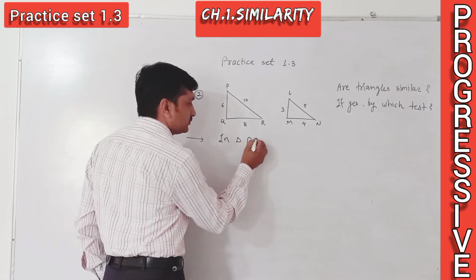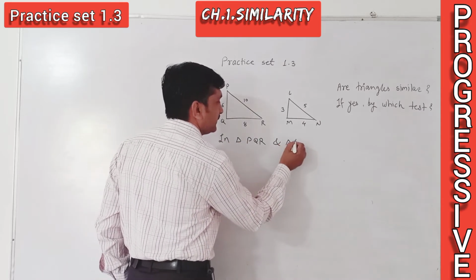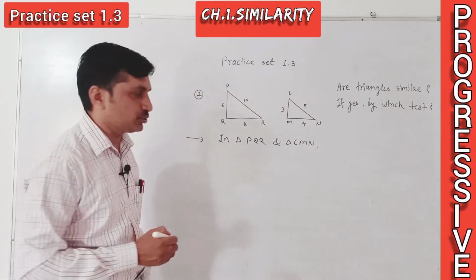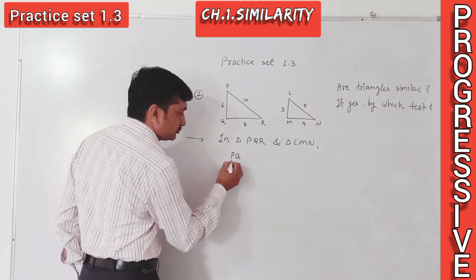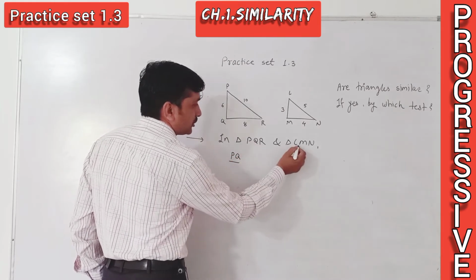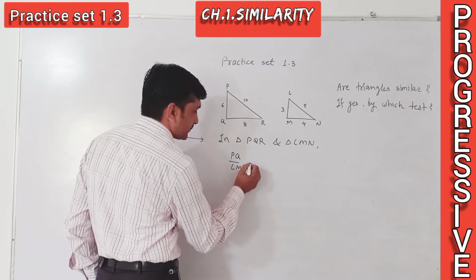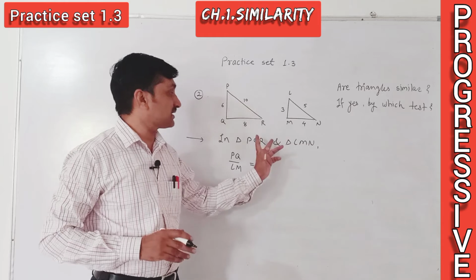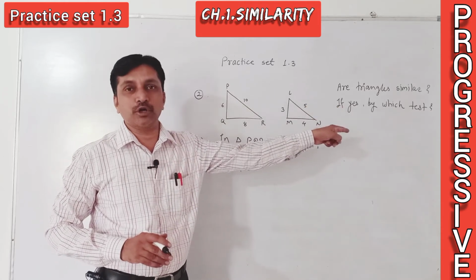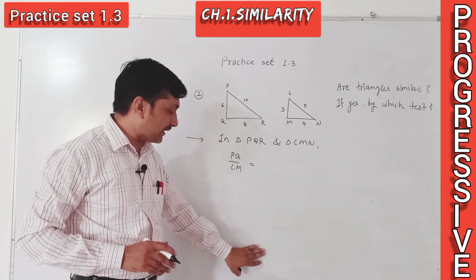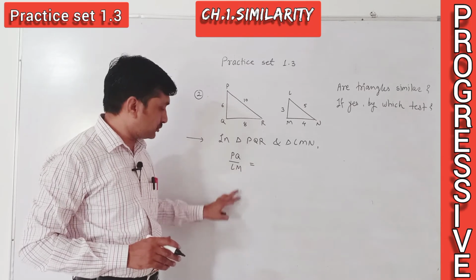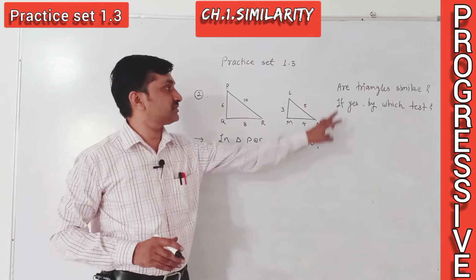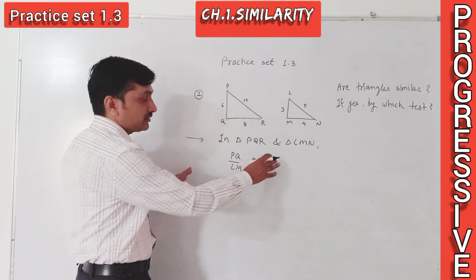In triangle PQR and triangle LMN, write their corresponding sides. Find all three ratios. PQ, what is the corresponding of PQ? LM. First pair, is equal to, find the value. Don't write all three equal, because the triangles are not yet known to be similar. We have to prove whether they are similar or not. That's why you have to find out whether these three ratios are equal or not. If these three ratios are equal, then you can say the triangles are similar. Therefore, don't write equal here.